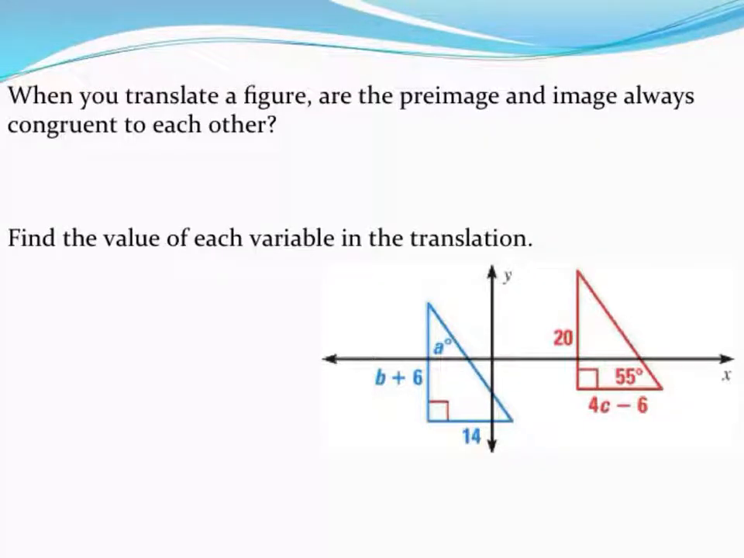When you translate a figure, when you simply slide it left, right, up, or down, you don't change the size of it. So in other words, the two images, the image and the pre-image, are always going to be congruent to each other. They're always going to be the same size. You haven't stretched it or shrunk it or anything like that. You've simply changed where it's located. So what that means is every corresponding piece is going to match up in the image and the pre-image. All the sides, all the angles are going to remain the same.